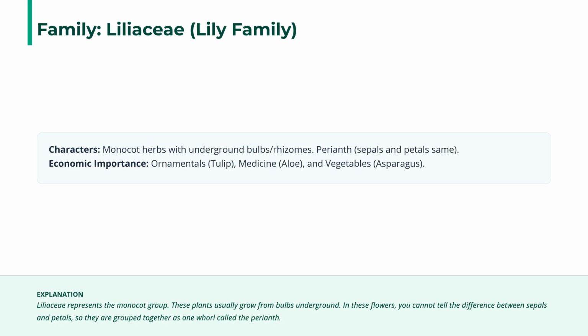The Liliaceae, or lily family, are monocot herbs that grow from bulbs. Their flowers have a perianth, meaning sepals and petals look the same. They are valued as ornamentals and for medicine like aloe.